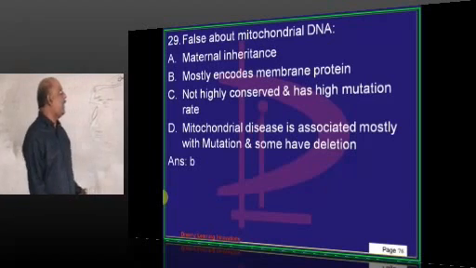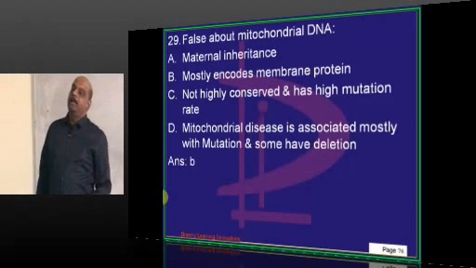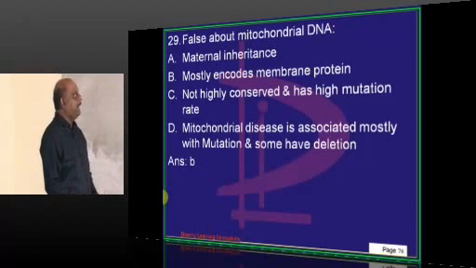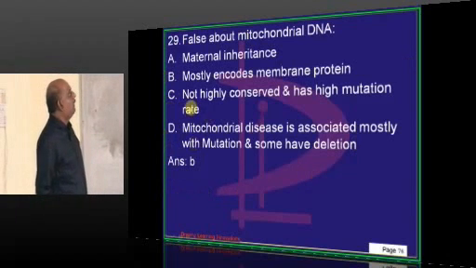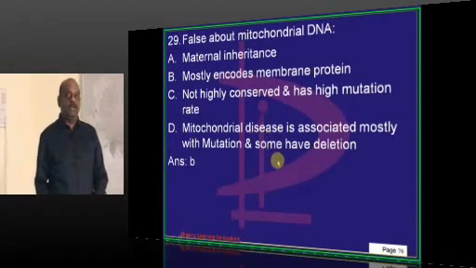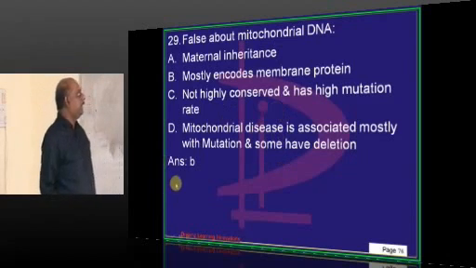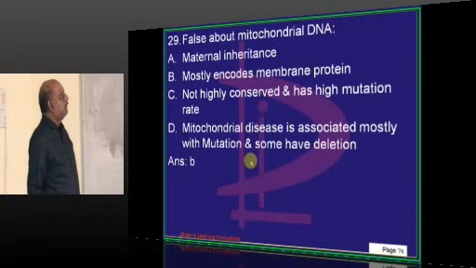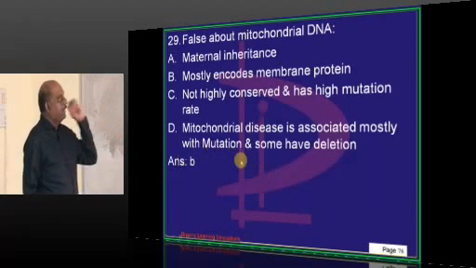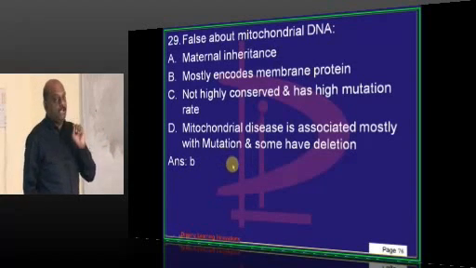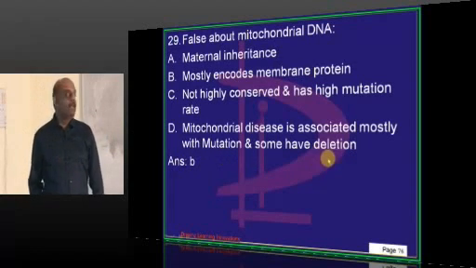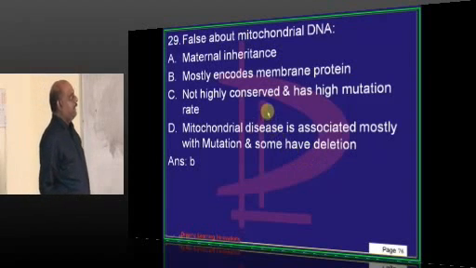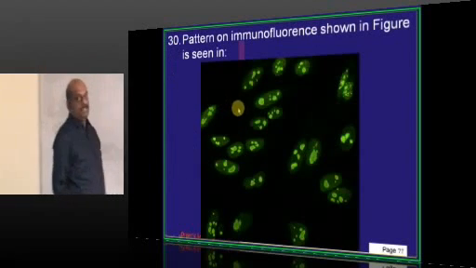Now coming to the mitochondrial DNA. Mitochondrial DNA is maternal inheritance. It is having high mutation rate, and it is generally due to the single gene mutation rather than the deletions, etc. They are all the true statements.